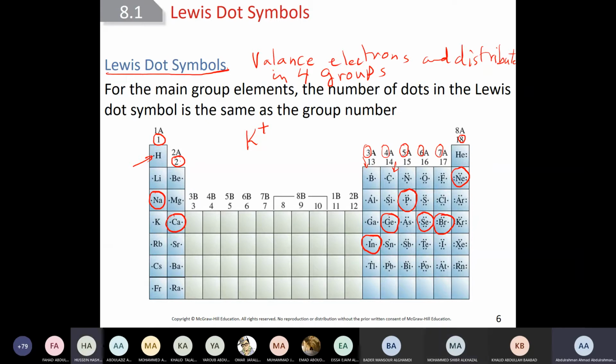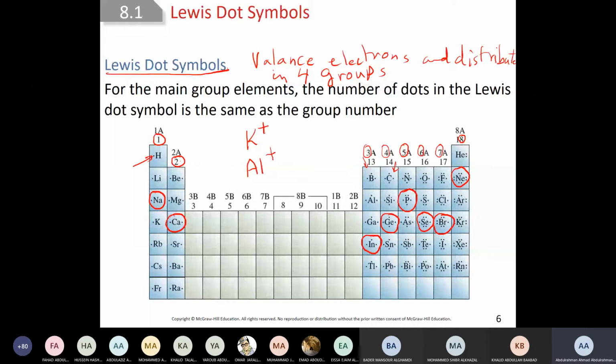How many electrons in the Lewis structure should we put? Nothing. Exactly. Thank you. Nothing. No dots. Very good. How about assume that we have Al plus? We don't have this, but let's assume that we have Al plus.